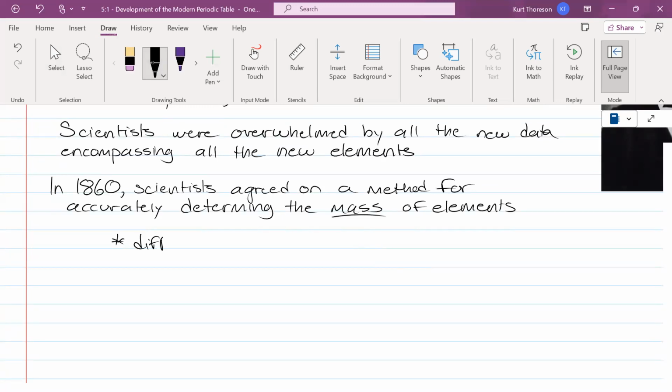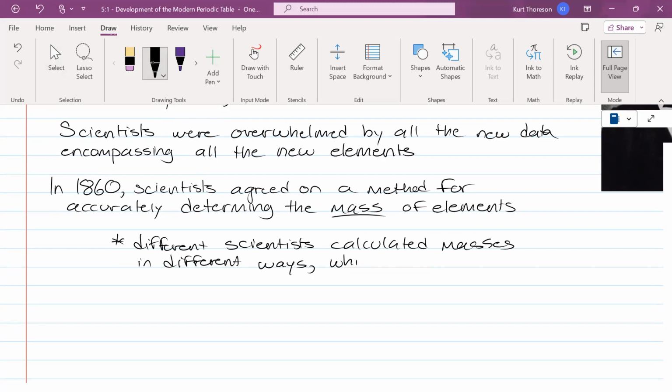Different scientists calculated masses in different ways, which made data more confusing.